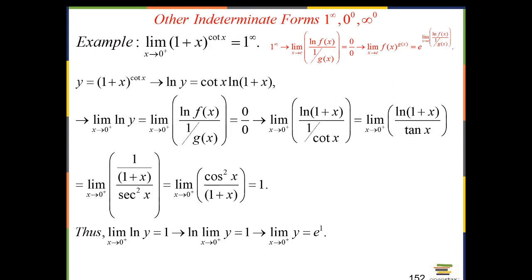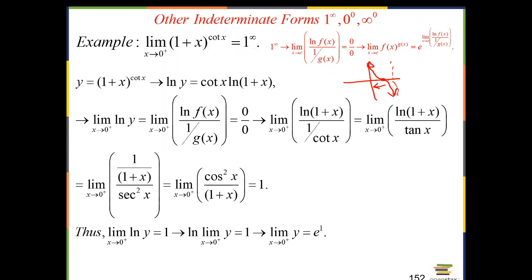So here is an example of 1 to infinity. When x approaches 0, this is 1, and cotangent of 0 goes to infinity. Remember, cotangent looks kind of like this. It goes to infinity this way and this way. So when you approach 0 from the right, the cotangent goes to infinity. That's infinity, and so 1 to infinity.